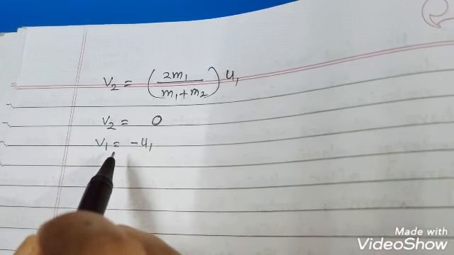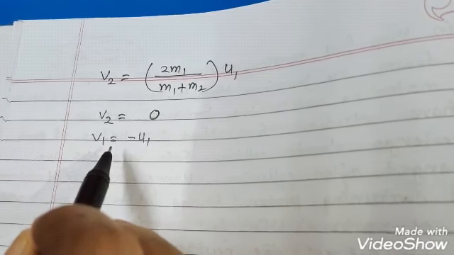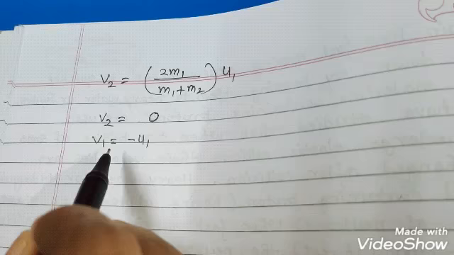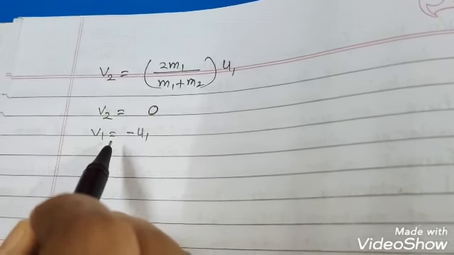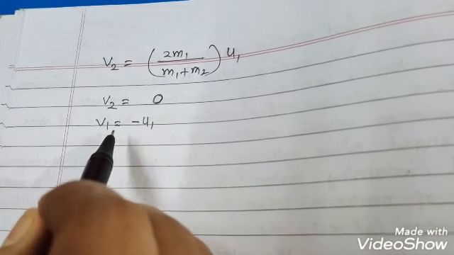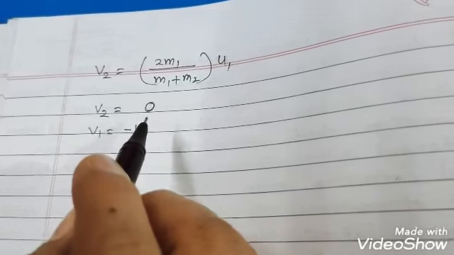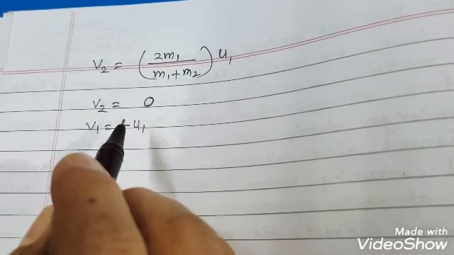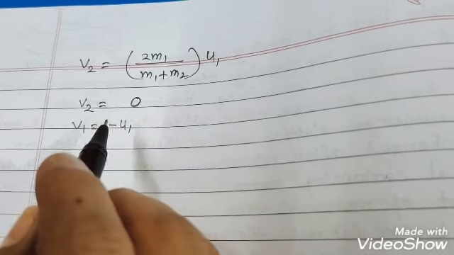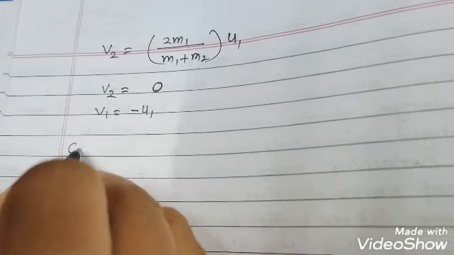So what we find here, when a light projectile body A collides against a heavy target body B at rest, A rebounds with its own velocity and B continues to be at rest. And this is what happens when a ball rebounds to the same height from which it was thrown on striking a floor. Next we'll see case 4.